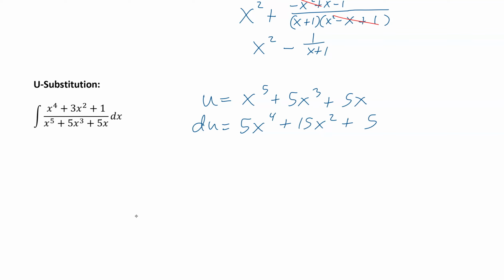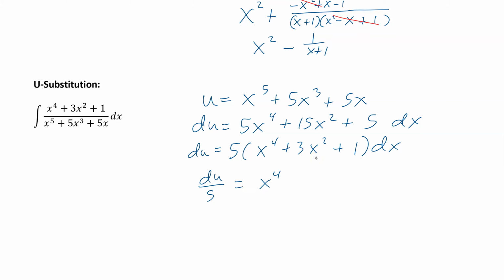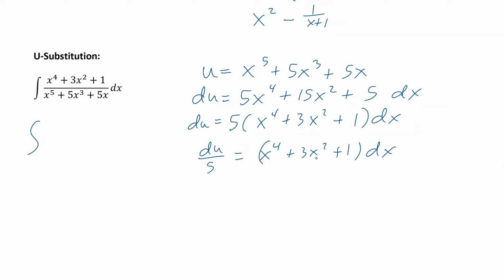They have a 5 in common, right? There's a dx there. If I factor out that 5, I get x to the 4th plus 3x squared plus 1. It's the numerator. Look at that. So that is our du, and if I rewrite this, du over 5 is that x to the 4th plus 3x squared plus 1 dx. So we can just do a quick u substitution.